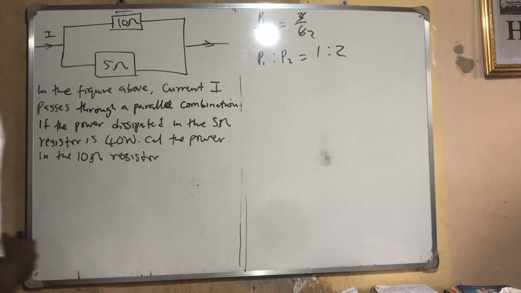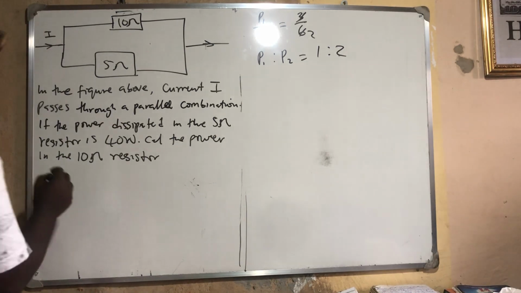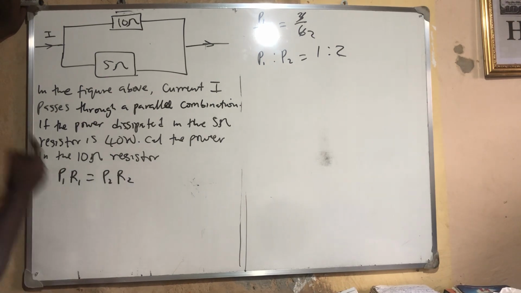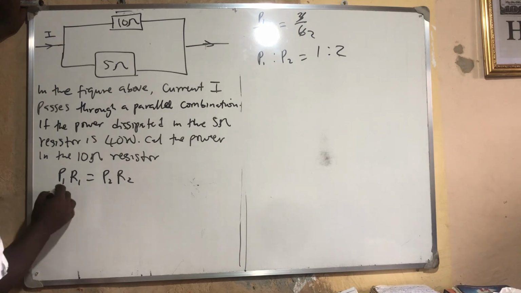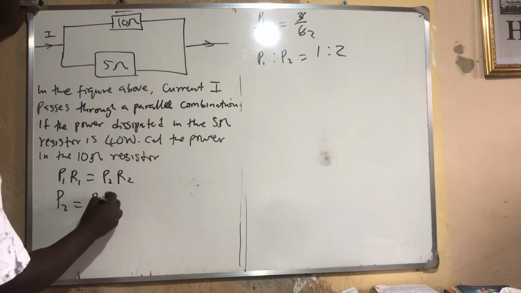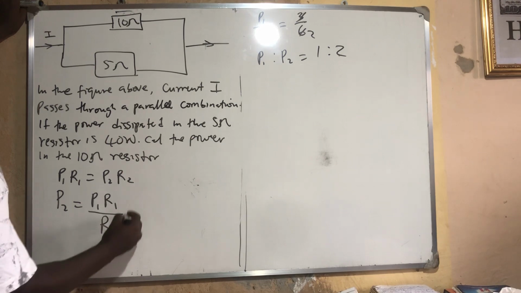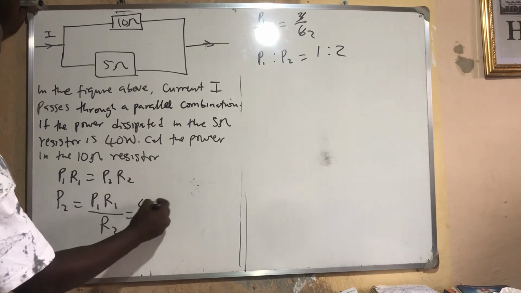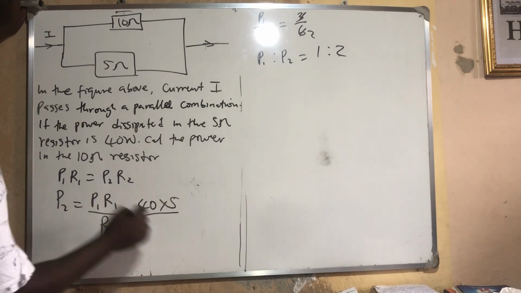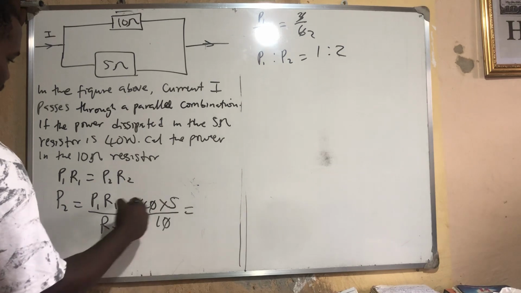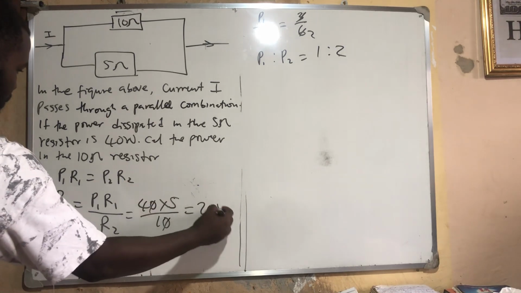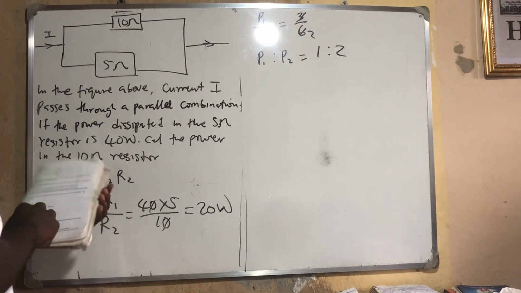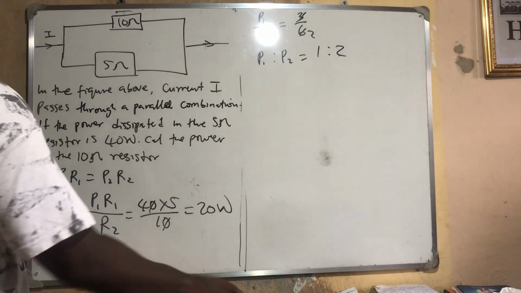Okay, so we will tell them that P1 R1 is equal to P2 R2. So we are looking for the power. The P2 will now be P1 R1 all over R2. So my P1 is 40 times R1, 5, divided by R2, which is 10. This into this, I have 4 times 5, 20 watts. As simple as that.